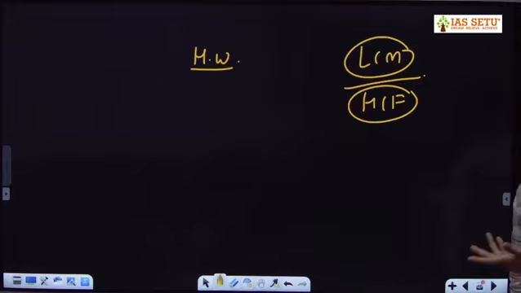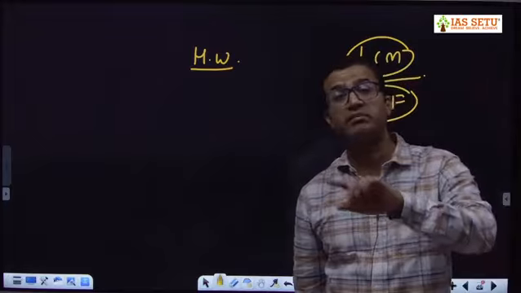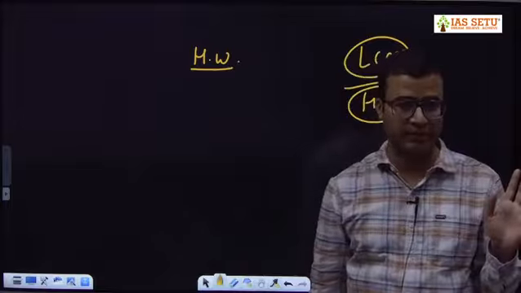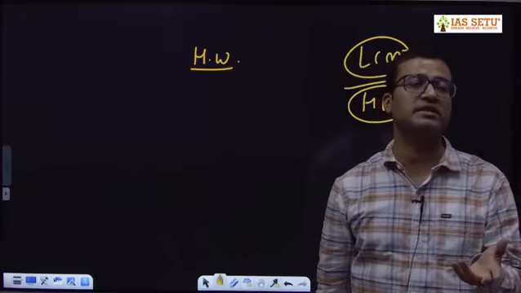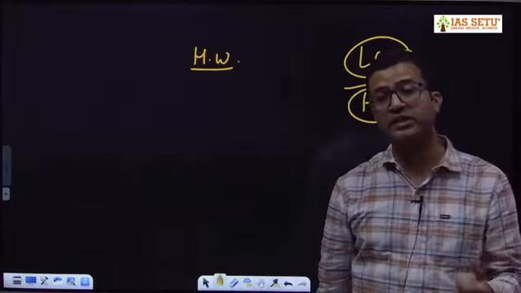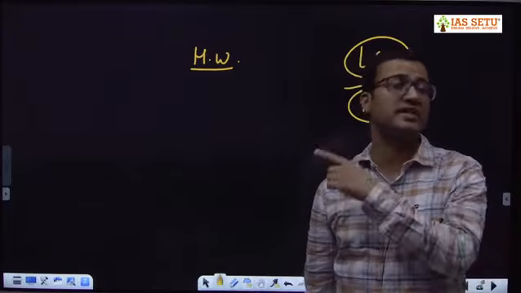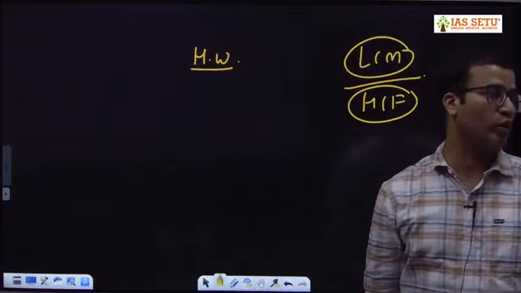What was LCM's rule number, observation 2? If the largest number is a multiple of all the remaining numbers, then the largest number itself is LCM. What about the case of HCF? If the smallest number is a divisor of all the remaining numbers, then the smallest number itself is HCF.